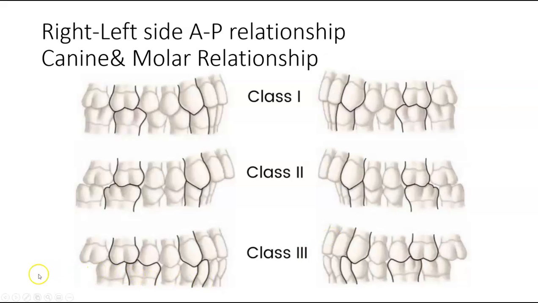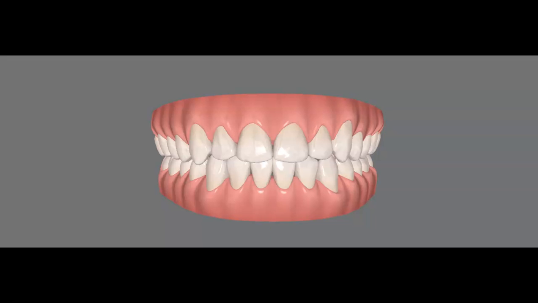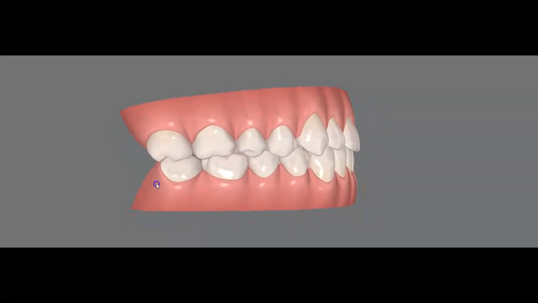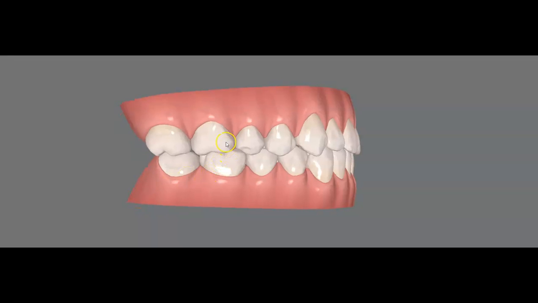Now, if we could take a quick look at how these teeth look in real life, let's jump into the next example. Here's a normal bite, class 1. We could see that the upper teeth are over the bottom teeth. The lower molar is half a cusp forward. The canine is half a cusp forward.